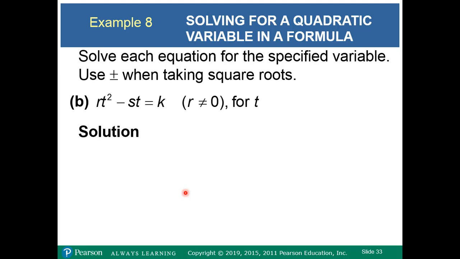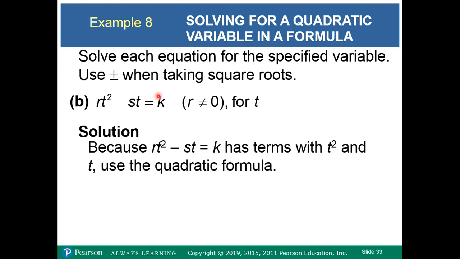Okay, now what about this one? Here we want to solve for t. But we've got this t squared and this t, so we can't factor it out, because we can't isolate it. So here's what we're going to do. We're going to subtract k and write it in standard form. Okay, and then we're going to use the quadratic formula.